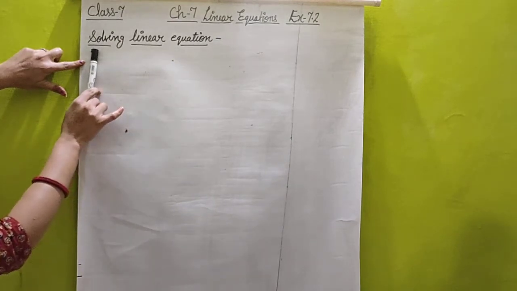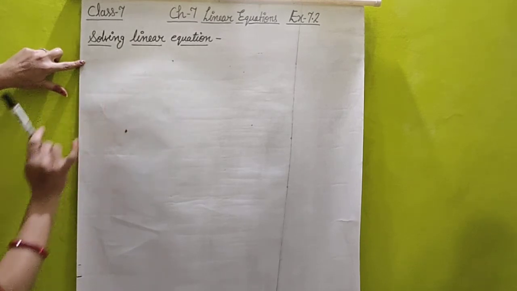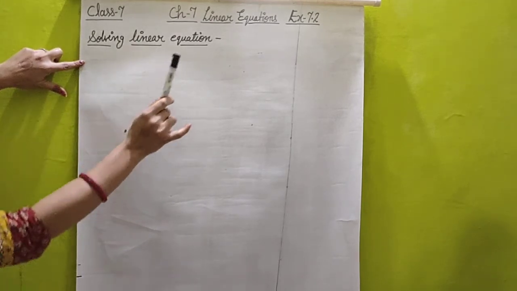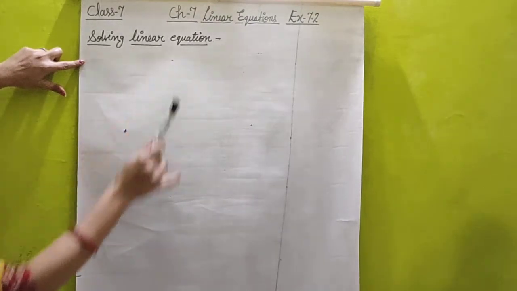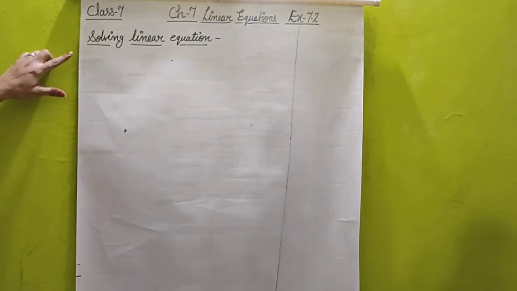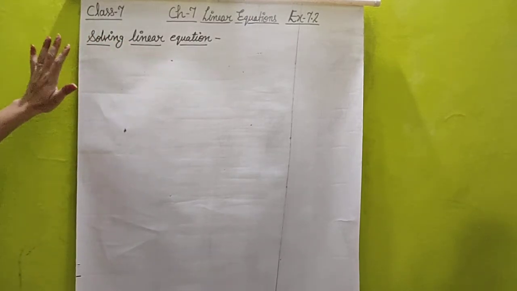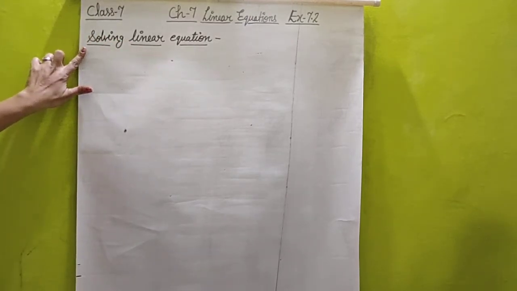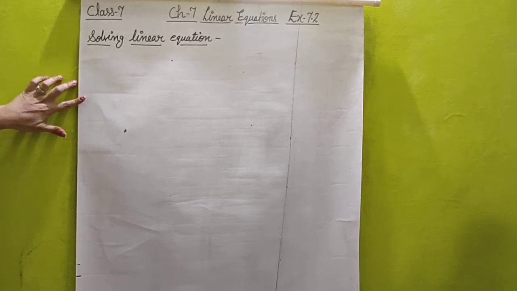Solving means, students, we are to find the value of the given variable in the equation. So solving linear equations is the topic for exercise 7.2. Here, two methods are given. The first method is the trial and error method, and the second is the transposing method.